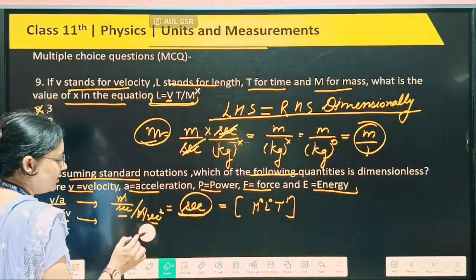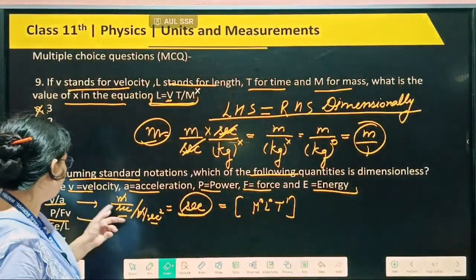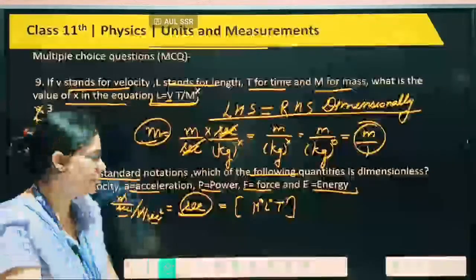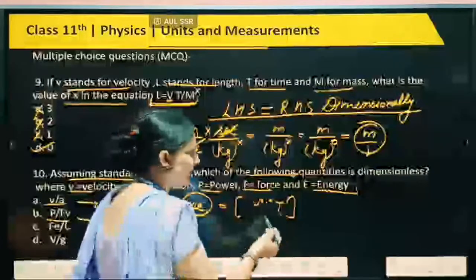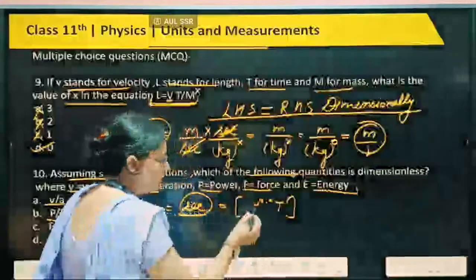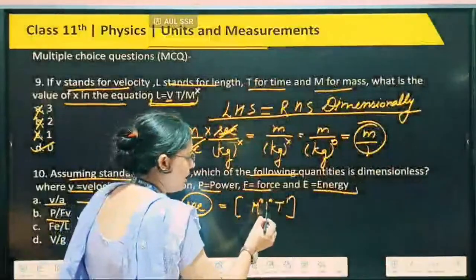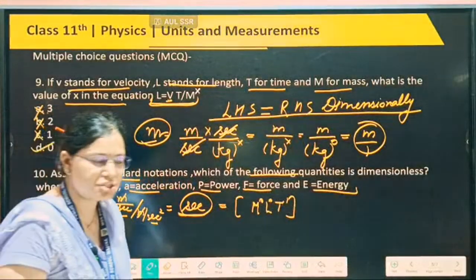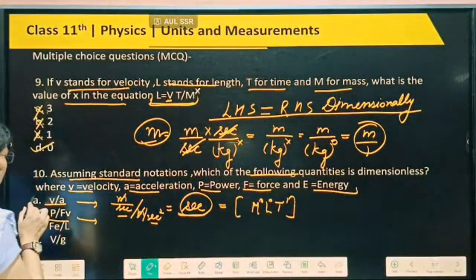Yes, beta, we have done that. That is your first option, velocity by acceleration. It has dimensions M0, L0, and T raised to power 1. This is not dimensionless, so this one is our wrong option.